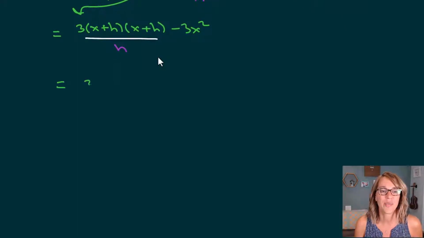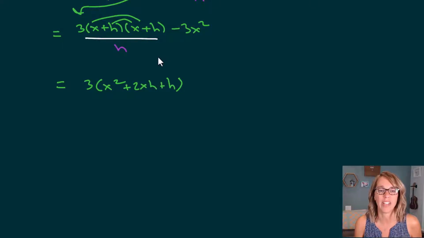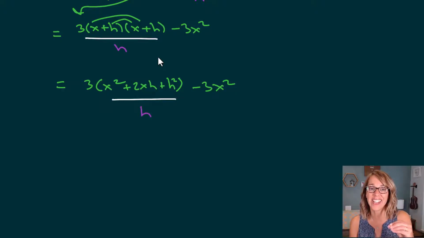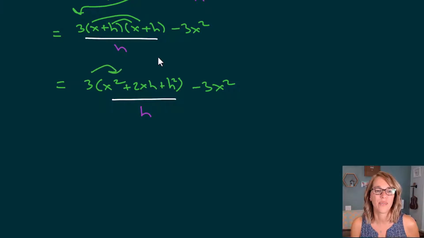Continuing to work through that algebra, let's go ahead and FOIL out that top. I get x squared. Inner and outer are both an xh, so I get plus 2xh. And then on the end, h times h, that's going to be plus h squared, minus 3x squared, and then that's still divided by h. My goal is to cancel the h in the end, so this is no longer discontinuous at 0. Next, we're going to bring that 3 through.